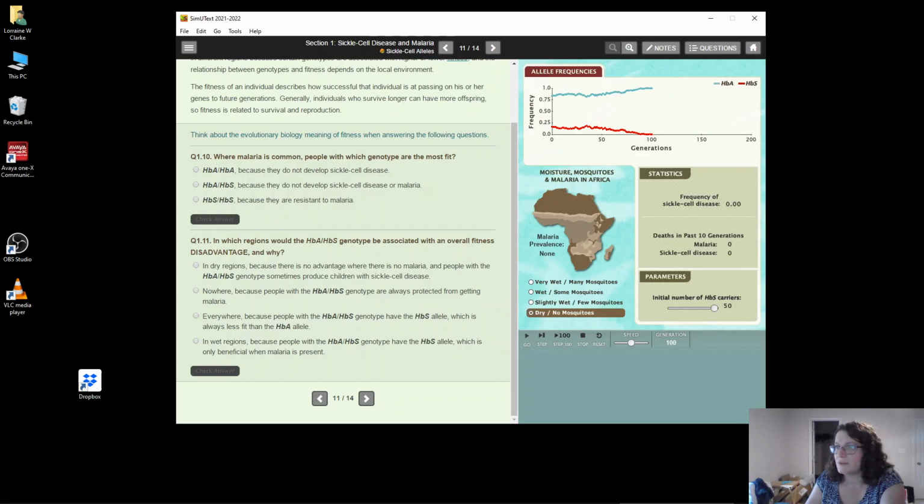And in which regions would the HbA/HbS genotype be associated with an overall fitness disadvantage, and why? Fitness disadvantage means that their children are also fit. Remember that individuals who are heterozygous can create both people with a normal genotype and sickle cell. So think about that, okay?